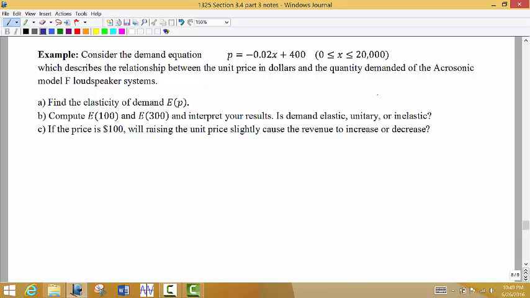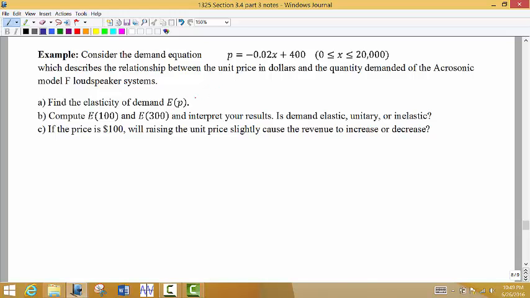So it says here, consider the demand equation. So here we're given this demand equation, P equals... remember this relates price to quantity. And this describes the relationship between the unit price in dollars and the quantity demanded of some loudspeaker systems. We're asked to find the elasticity of demand, that function E of P.